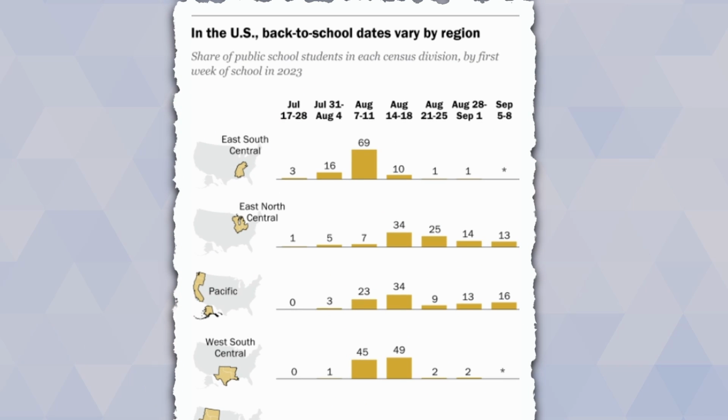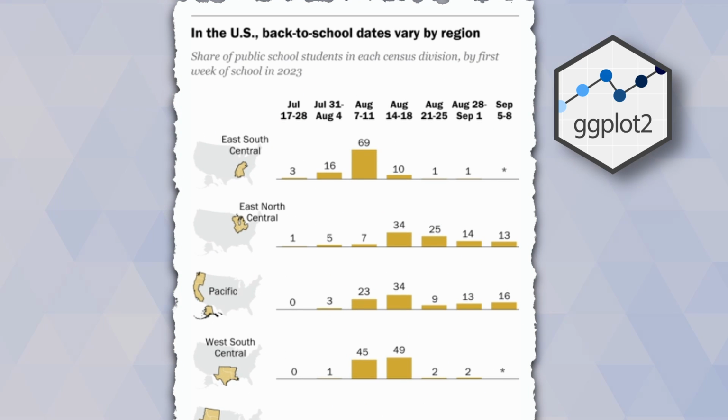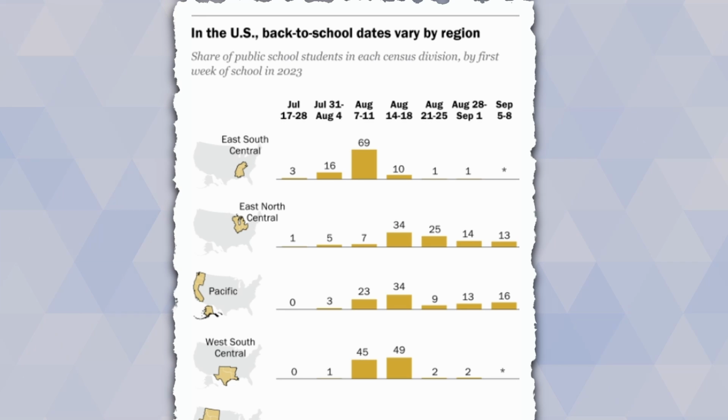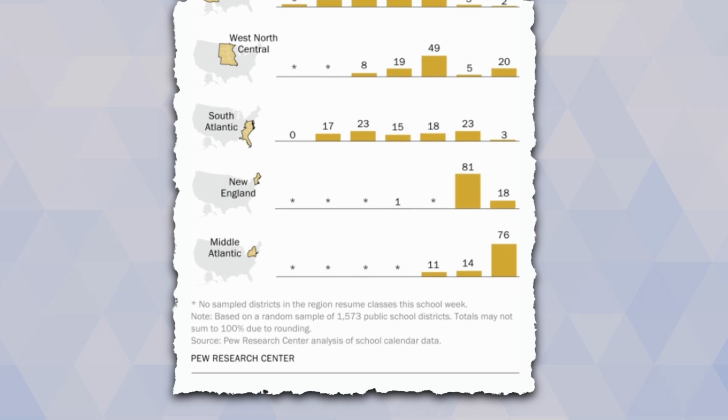Alright, let me show you how you can recreate this very cool chart from the Pew Research Center using ggplot. This chart shows you the distribution of different school start dates in different divisions of the US. And it is actually a bit tricky to create because it is a combination of two chart types.